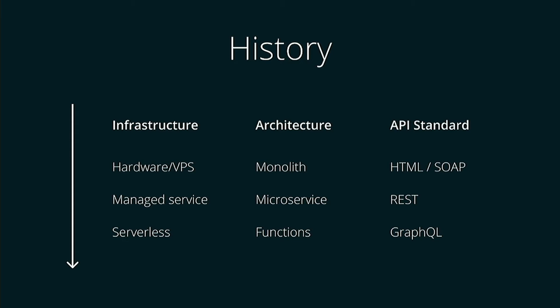Also, how you think about and manage infrastructure has evolved a lot. We're now at a point in time where, for most things, we don't need to think about the server behind this anymore, but can leverage serverless infrastructure. There's also a new architecture pattern coming up, based more around functions as small architecture units. So this gives you a quick overview over the last couple of years of how infrastructure, architecture, and API standards have evolved.